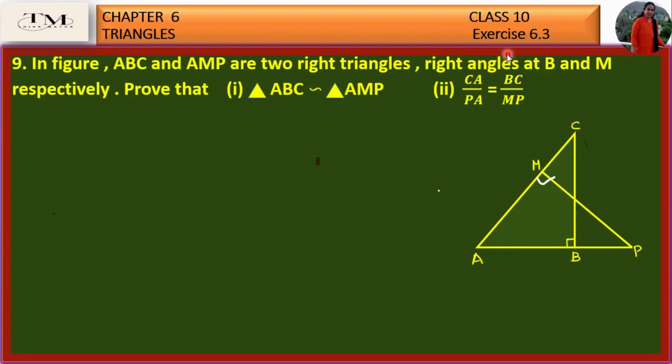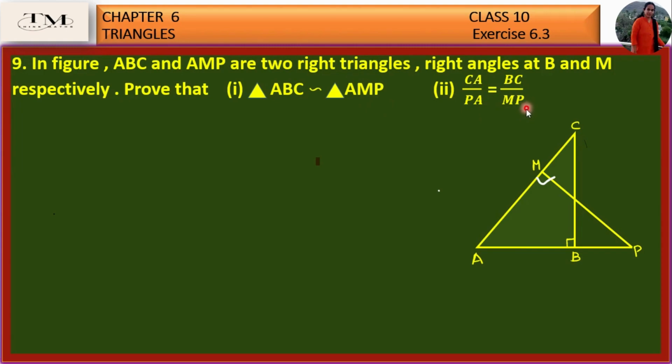Now moving on to problem 9. In the figure, ABC and AMP are two right angles at B and M. Prove that triangle ABC is similar to triangle AMP. The second half is CA by PA is equal to BC by MP.